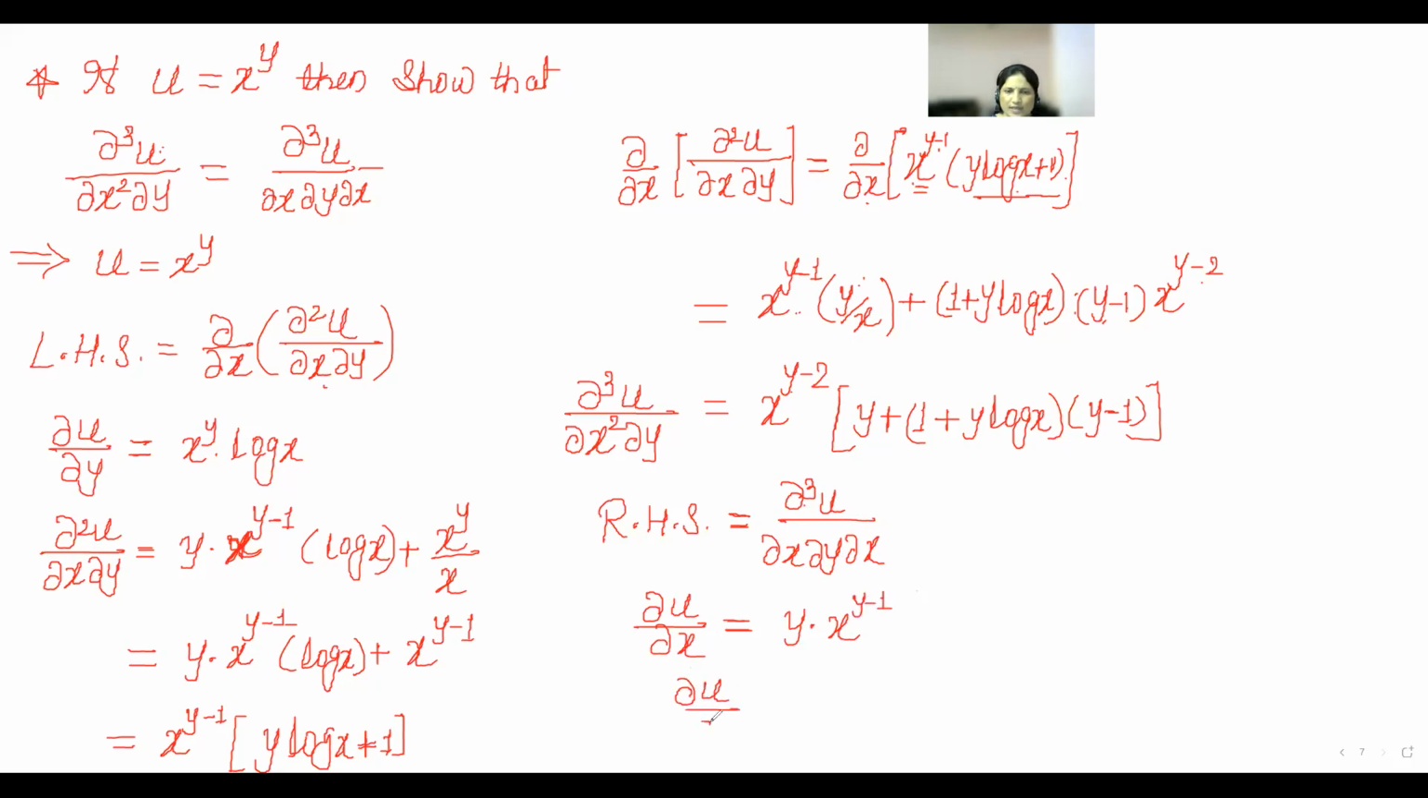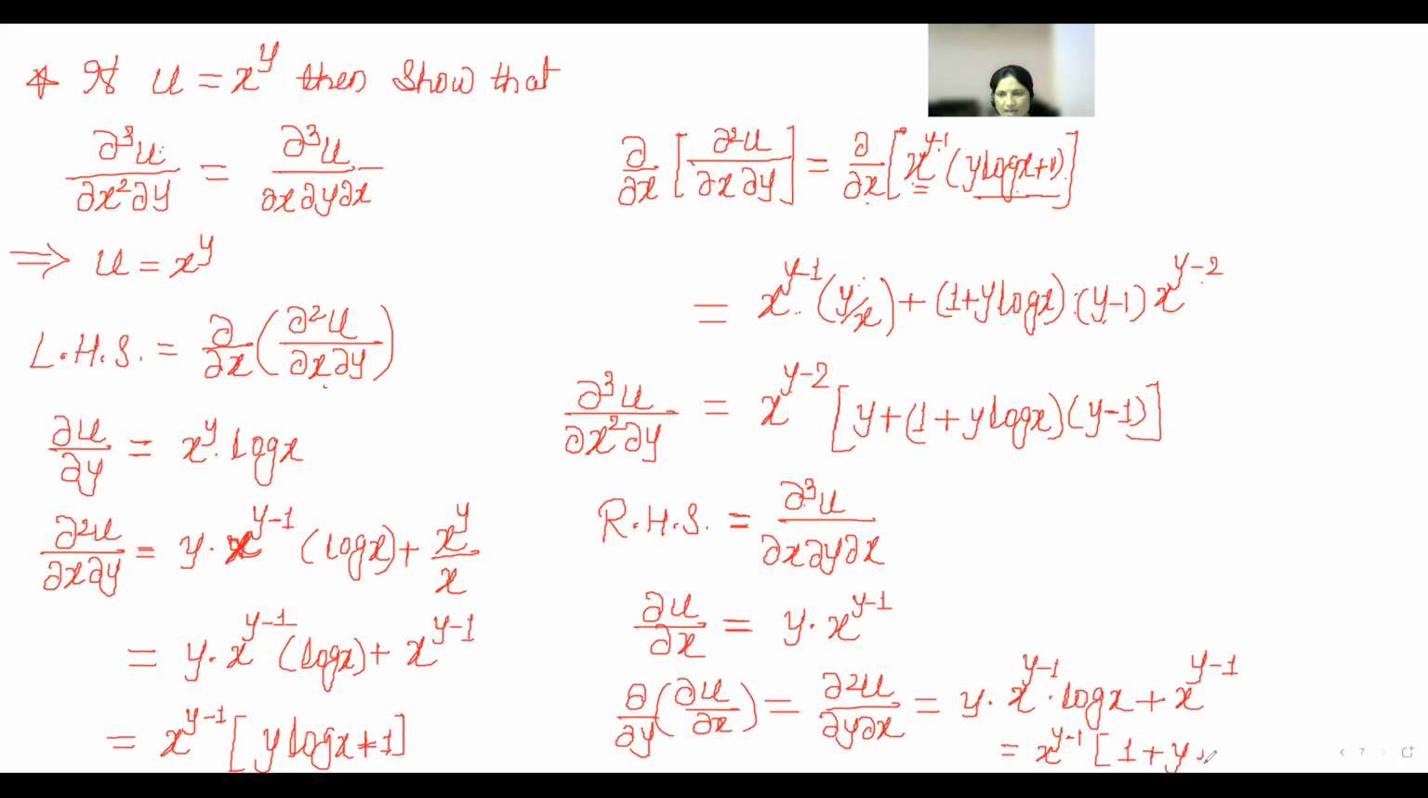Again differentiating this ∂u/∂x with respect to y, which is equal to ∂²u/∂y∂x. Taking the derivative with respect to y, y into x raised to y minus 1: the derivative, x raised to y minus 1 as it is, y as it is, x raised to y minus 1 into log x plus x raised to y minus 1. Take x raised to y minus 1 common, in the bracket what remains is 1 plus y log x.